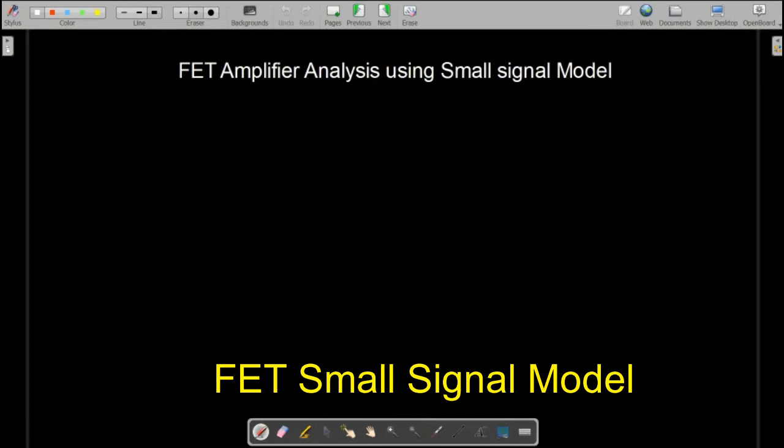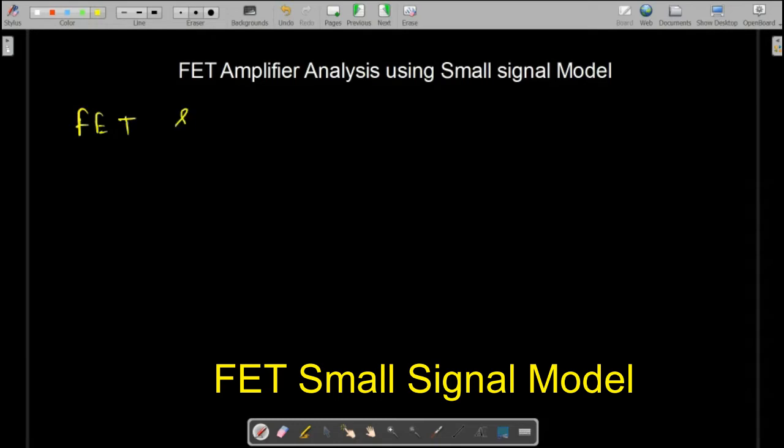Compared to the BJT hybrid model, that is the h model, if you check, it looks very simple. The FET models are very simple, especially at low frequency. Another thing, here we consider that we are working in the low frequency region. That means the effect of parasitic capacitances is not considered. When we are working with low frequencies, in the audio frequency range, the effect of internal capacitances, device capacitances, whatever parasitic capacitances are present, we are not going to consider their effect. So first, let us establish the FET small signal model.